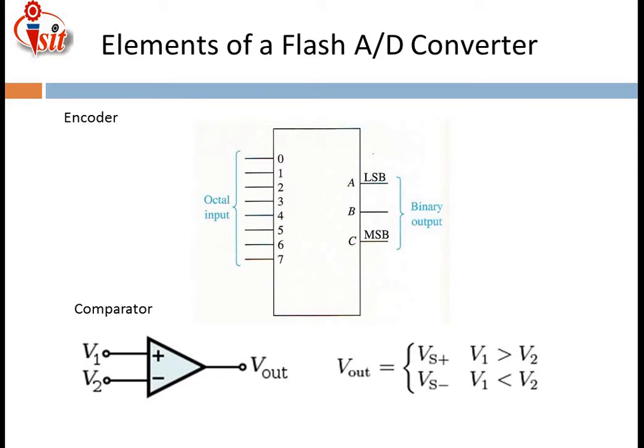Along with this, the elements of a flash analog to digital converter, just see here. For the elements of the flash analog to digital converter, we are using an encoder. Then what is the function of that encoder? An encoder has multiple inputs and it generates a binary output having 3 digits, from the most significant bit to the least significant bit.